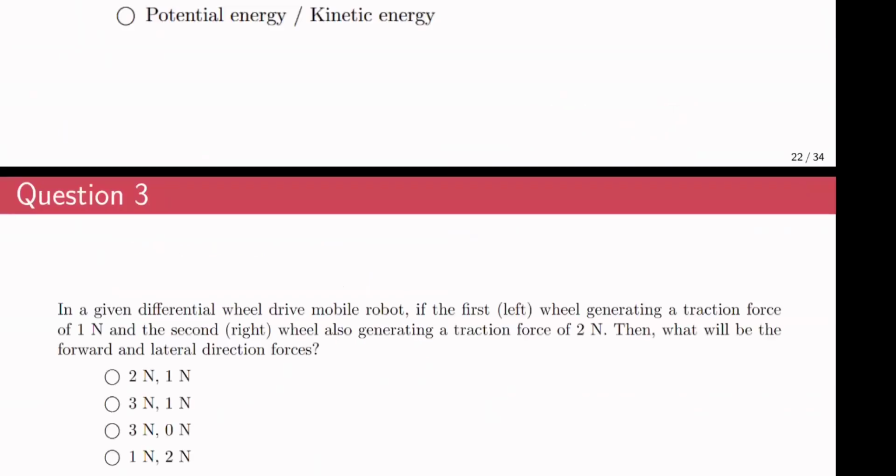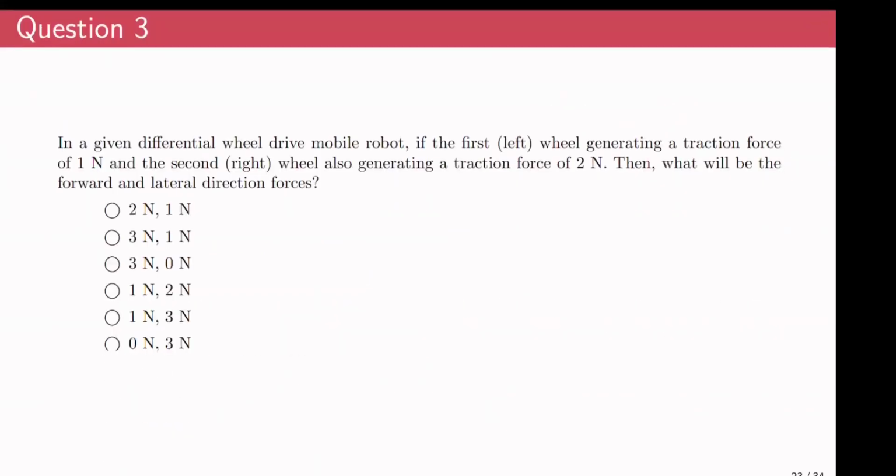And for question 3, given a differential wheel mobile robot, okay, so I'll just draw a differential wheel mobile robot like so. So yeah, these are the two wheels. And I'll attach a body fixed frame of reference like so. This is XB, this is YB. And sticking to the convention of our course, I'll label this as wheel 1, this is wheel 2.